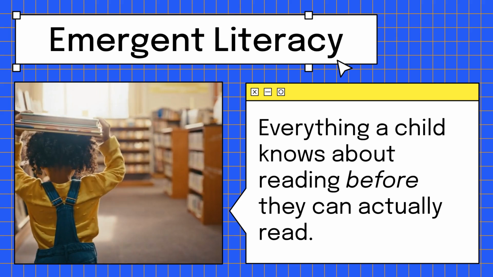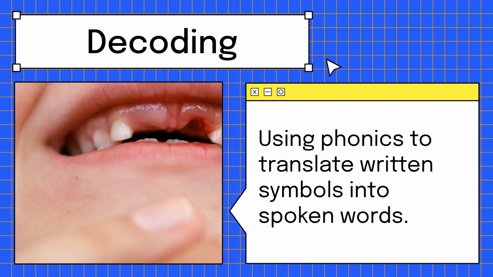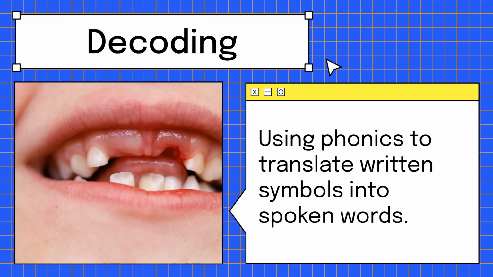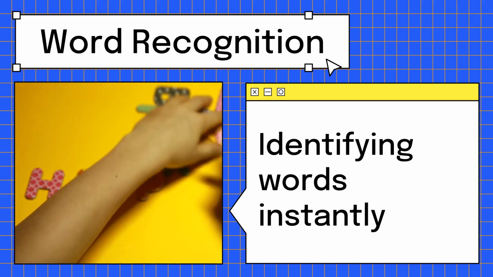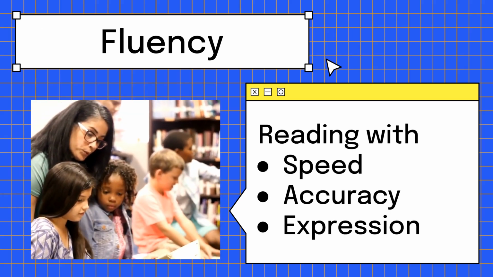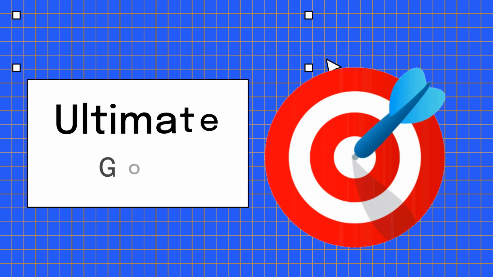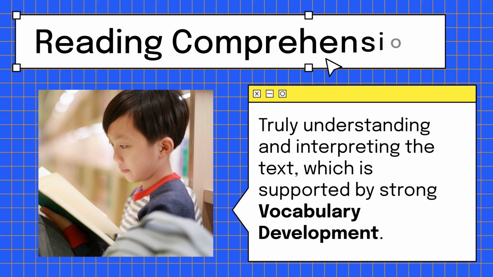Everything a child knows about reading before they can actually read, like holding a book the right way. Then comes decoding, using phonics to translate written symbols into spoken words. As they get better, they achieve word recognition, identifying words instantly. This leads to fluency, reading with speed, accuracy, and expression. And the ultimate goal? Reading comprehension, truly understanding and interpreting the text, which is supported by strong vocabulary development.